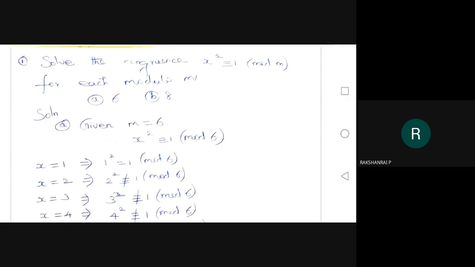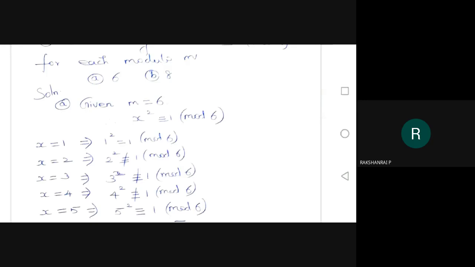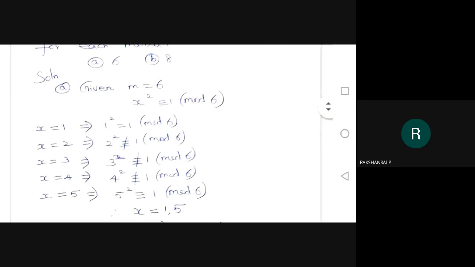Then putting x equal to 3. So 3 square, that is 9. 9 is not congruent to 1 mod 6. Now putting x equal to 4. 4 square is 16. So 16 is not congruent to 1 under mod 6. Now putting x equal to 5. So 5 square is 25. Obviously 25 is congruent to 1 under mod 6, since when 25 is divided by 6, you get the remainder 1. So x square is congruent to 1 under mod 6, whose solutions are 1 and 5. So 1 and 5 satisfy the given congruence.